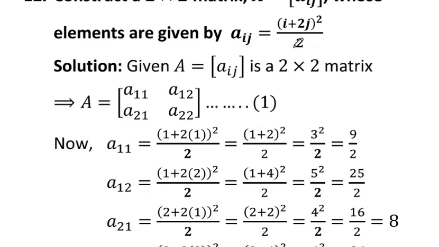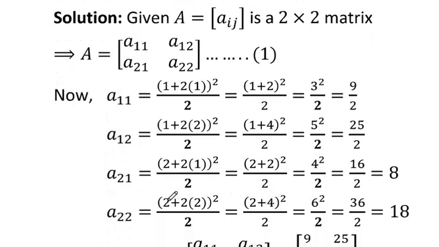See here, what is i? i is 2, j is 1. 2 plus 2 into 1 whole square divided by 2. 2 into 2 plus 1 whole square divided by 2. That is 2 plus 2, 4 square divided by 2. 16 by 2 is equal to 8.